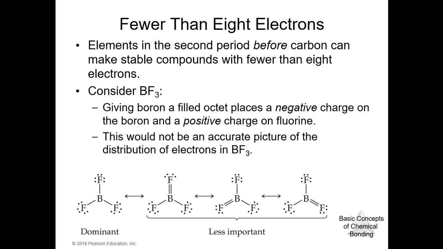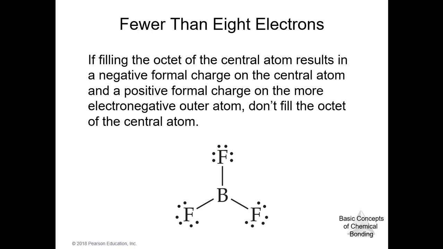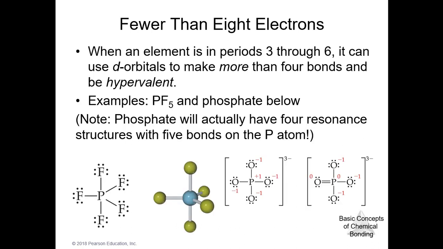For example, PF3 still makes a stable compound with fewer than 8 electrons on the center atom. And then there are certain other exceptions. Some elements make stable compounds even with more than 8 electrons. In this case, phosphorus has more than 8 electrons in the valence shell. So these are the concepts in chapter 8.